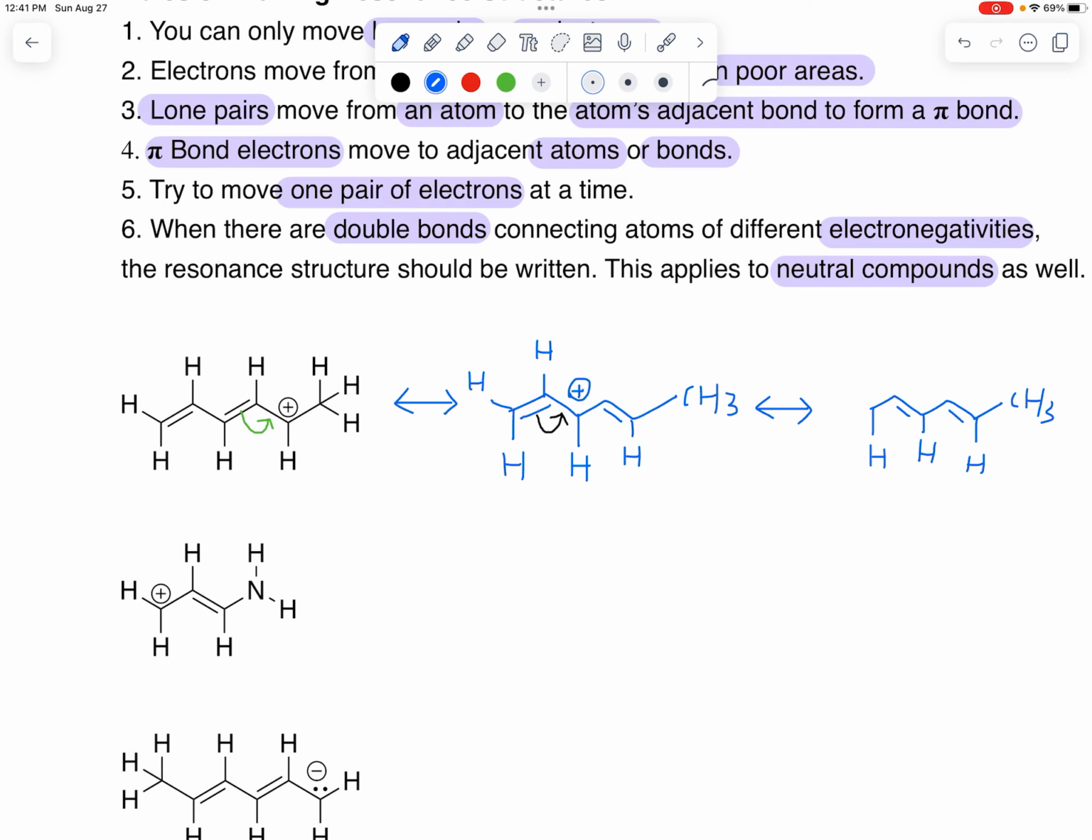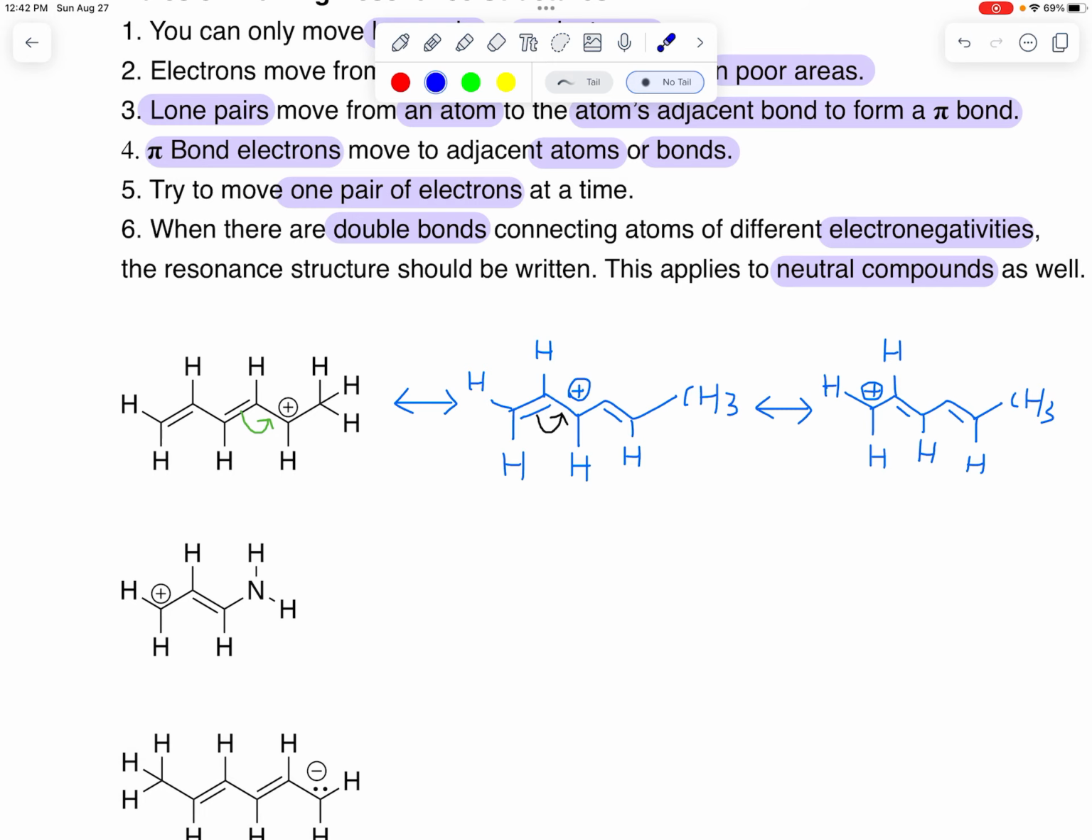With that, the carbon that is now losing that pi electron becomes positively charged, a formal charge. These are the three resonance structures you could write out. When you do it step by step, moving one pair of electrons at a time, you're able to write out all the resonance structures for this cation.